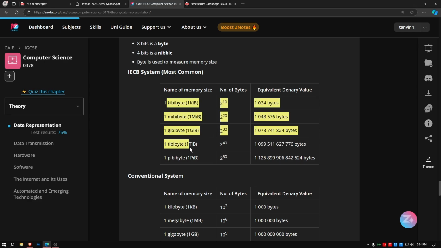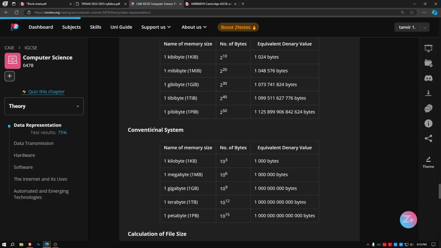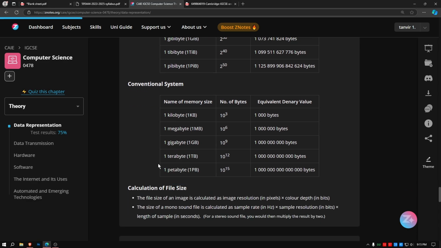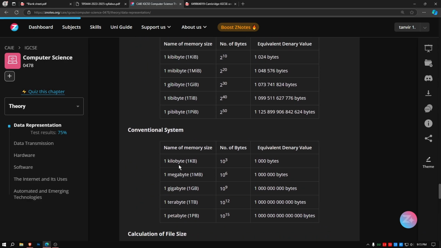Kibibyte, mebibyte, then gibibyte, then tebibyte and pebibyte. So it's a bit hard to pronounce, but these ones are easier, so you can remember these ones. And then after you remember these ones, you just have to understand that these ones are a bit different. These ones start with 1000 and these ones start with 1024. So yeah, you just remember kilobyte, megabyte, gigabyte, right? And then only remember that instead of multiplying by 1000, you multiply by 1024. You do not need to remember pebibyte exactly as it is.